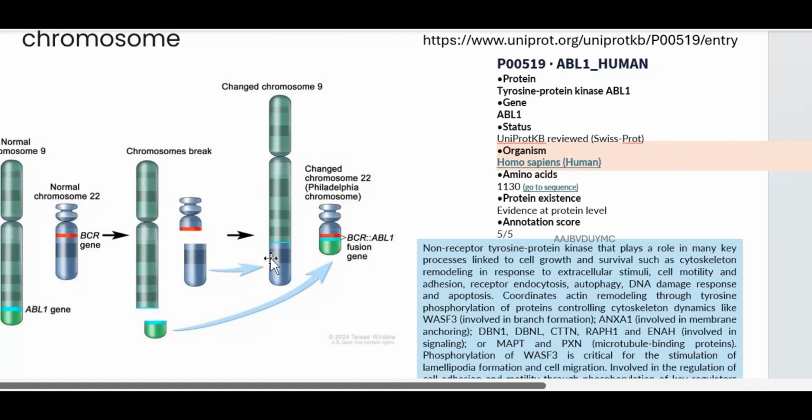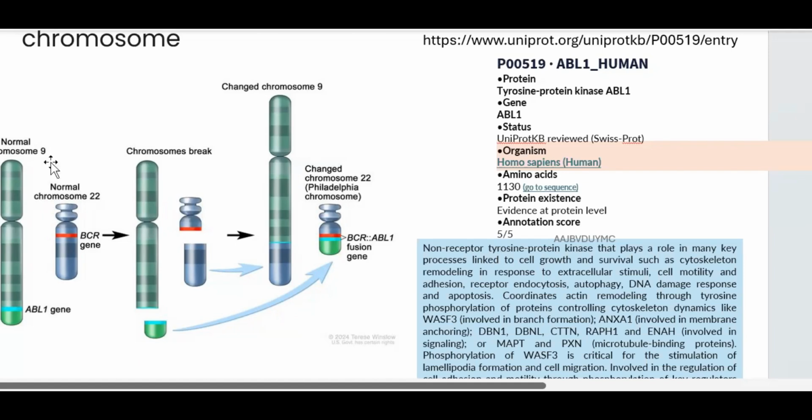Is this particular region, right? So you can imagine if a region which is involved in remodeling in the response to extracellular stimulus, cell motility, adhesion, receptor endocytosis, autophagy, DNA damage response, apoptosis, so many functions, so how key a role this particular molecule has, and if it gets rearranged, naturally it is going to cause havoc, right? So this particular sequence is very important because it is resulting into expression of a product that is tyrosine protein kinase, and which has got a very important role.